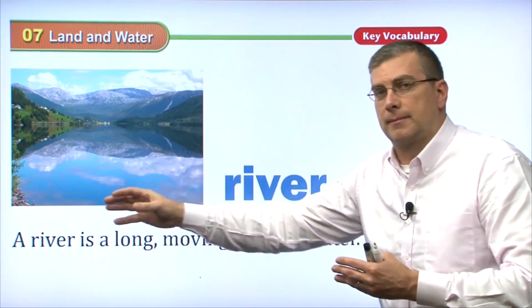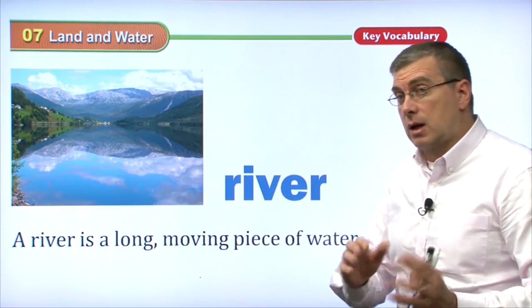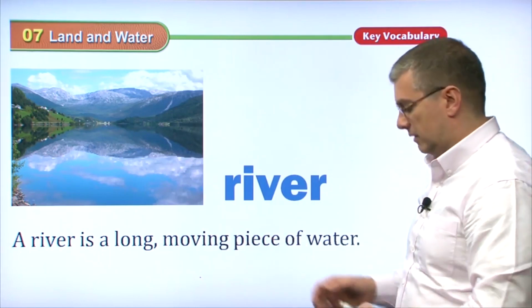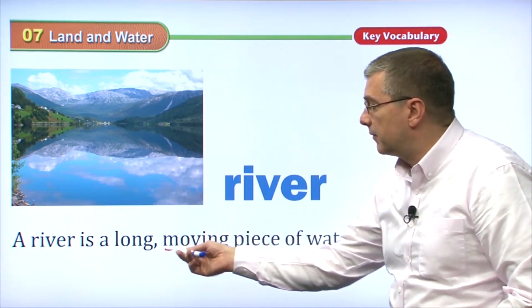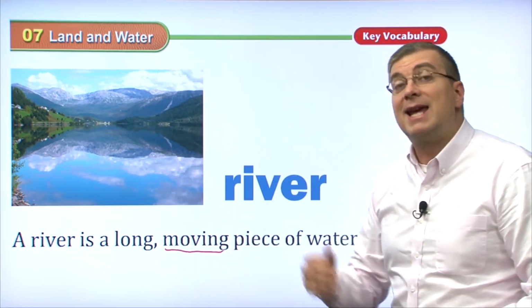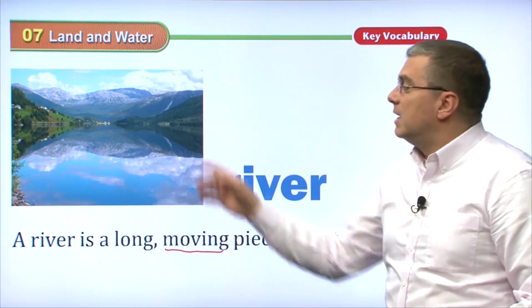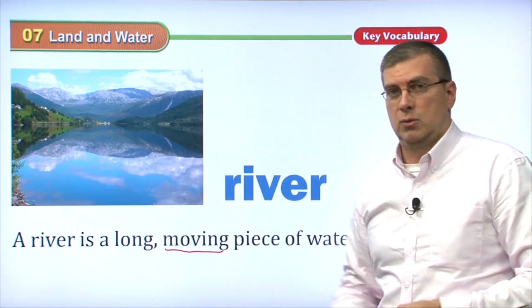river is moving. If the water is not moving, it's a lake. We'll talk about that in a little bit. But a river is a long, moving piece of water. So the key word here is moving. If the water is moving, it is a river. If it's not moving, it's not a river, it's something else. So a river is a long piece of water that is moving along.